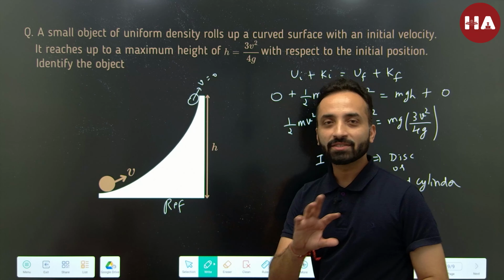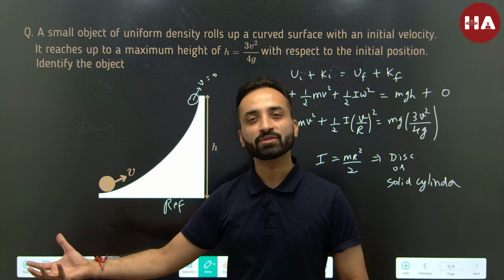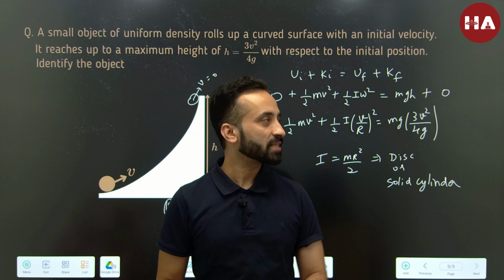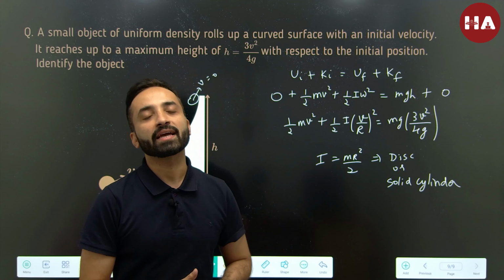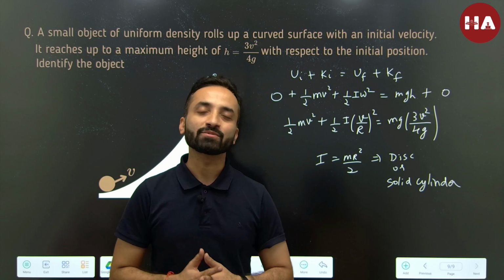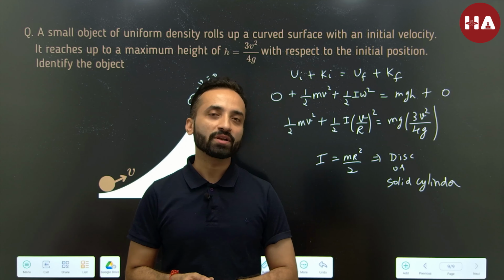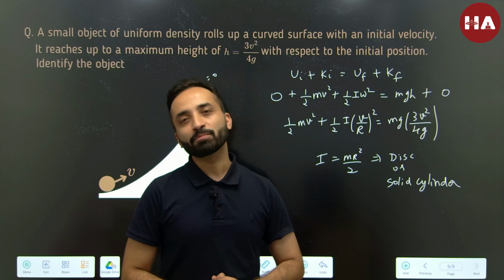So this is just the opposite of what we normally do. Normally they would give us the type of object and maybe ask us the height to which it will roll up, but here they have done just the opposite. They have given us the height and instead are asking what kind of object that is. So we determine the moment of inertia, and through that we can correlate what the type of object is. But that's all for this particular class.